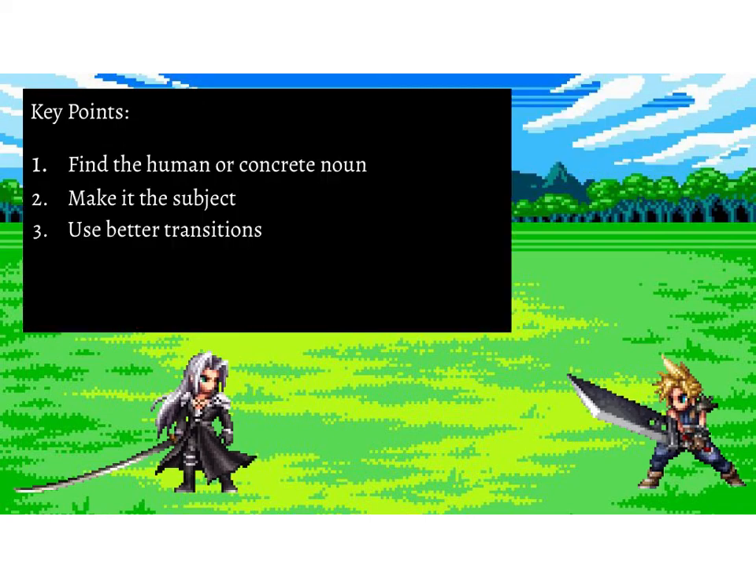So just going over some of the key points: when you've got those abstract subjects, find the human or concrete noun that's performing an action in the sentence, and then make that the subject. And then if the abstract subject is because of a transitional phrase, then just find a better, clearer transition to use instead of the big, long, abstract transition.